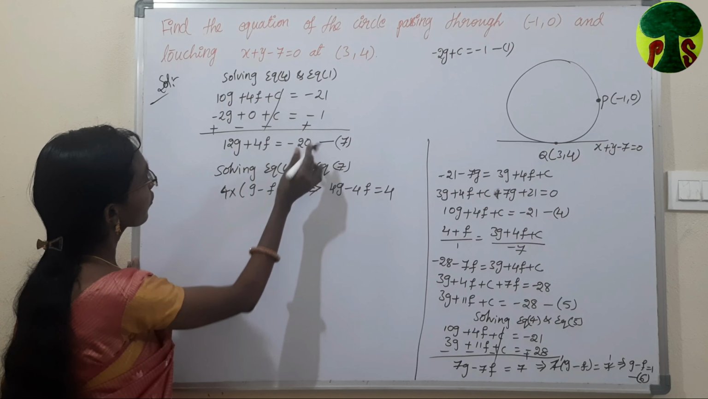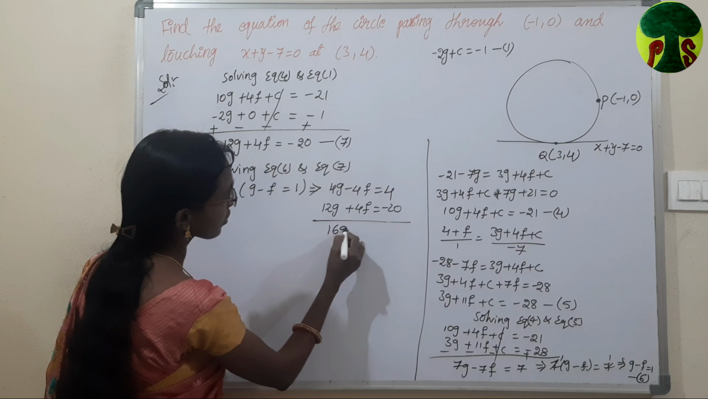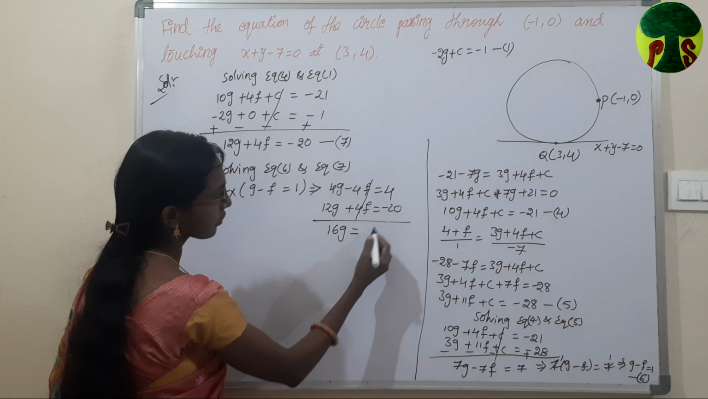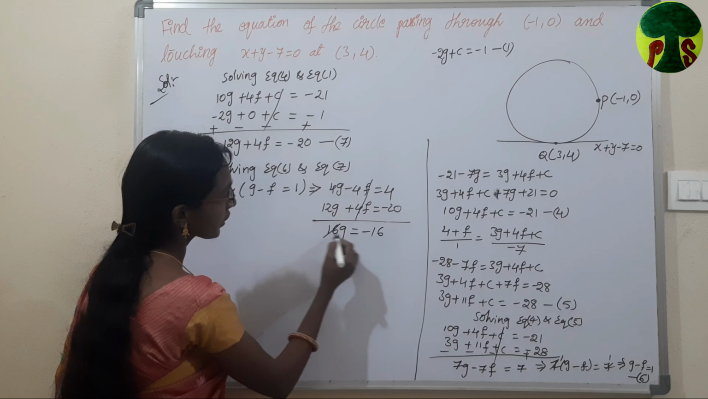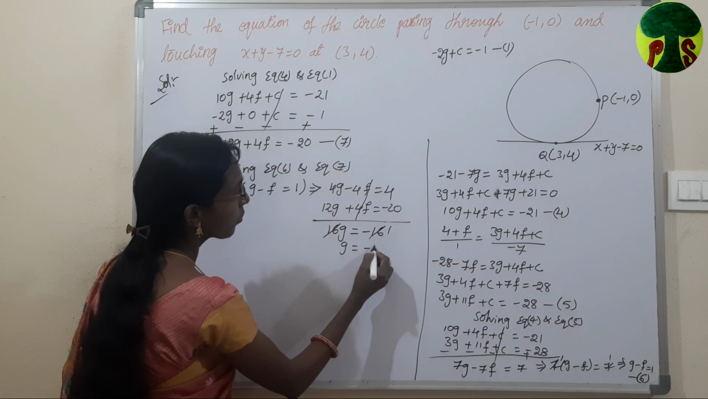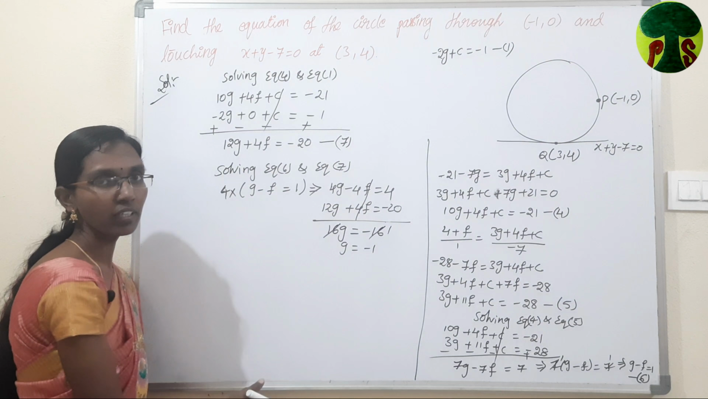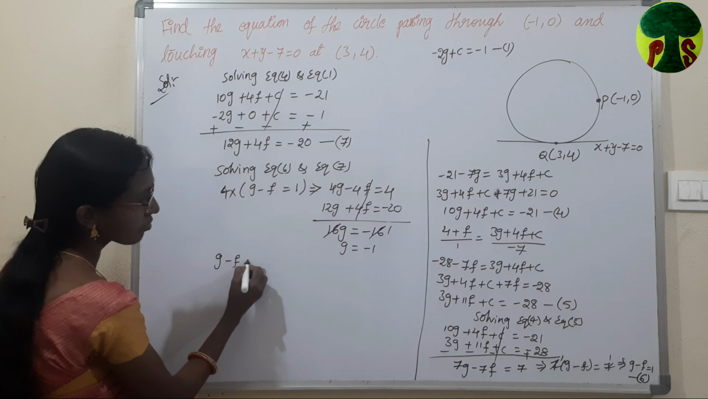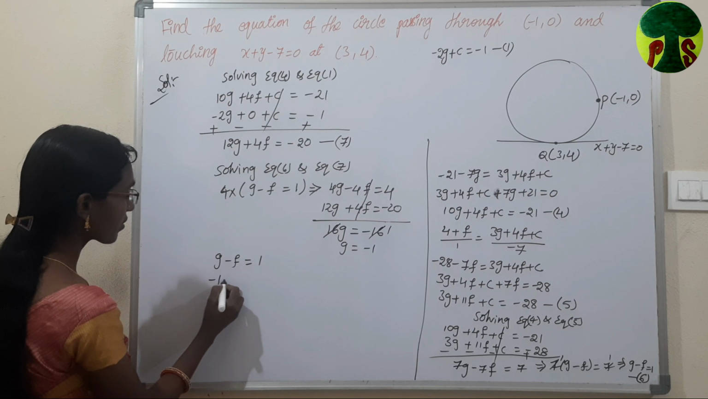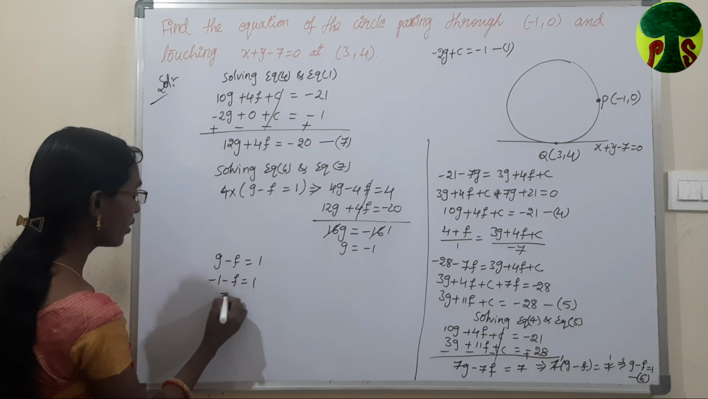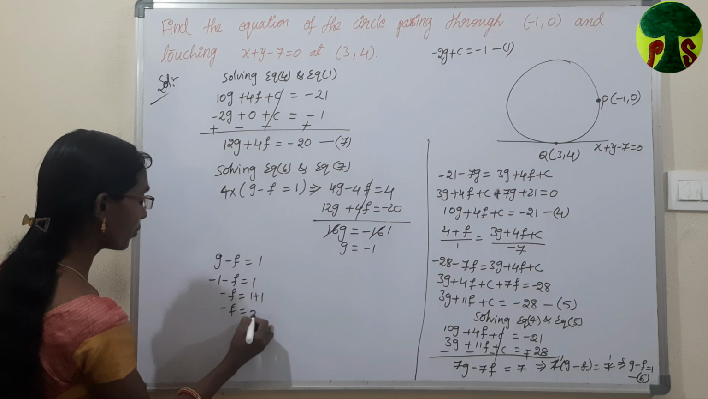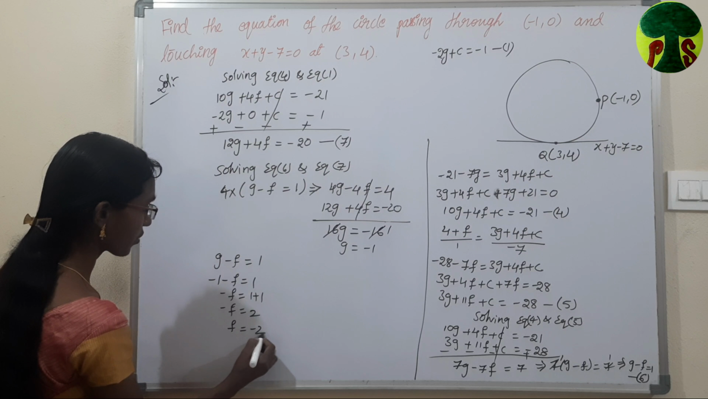Now we have to add these two equations. So 4g plus 12g is 16g, minus 4f plus 4f gets cancelled, which is equal to 4 minus 20, that is minus 16. So 16 ones are 16. G is equal to minus 1. Substitute g is equal to minus 1 in equation 6. Equation 6 is g minus f is equal to 1. G value is minus 1, minus f is equal to 1, minus f is equal to 1 plus 1, minus f is equal to 2, and f is equal to minus 2.